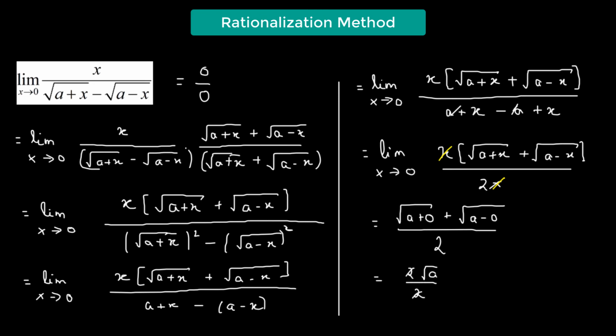So we can cancel out 2 and 2 from both the numerator and the denominator, and that will give us the limiting value of square root of a, and this is going to be the limiting value of the given function when x approaches 0. Let us do another problem.